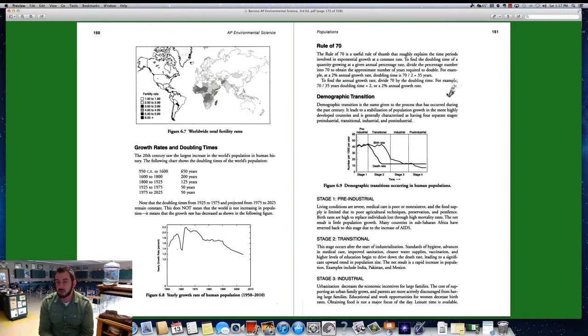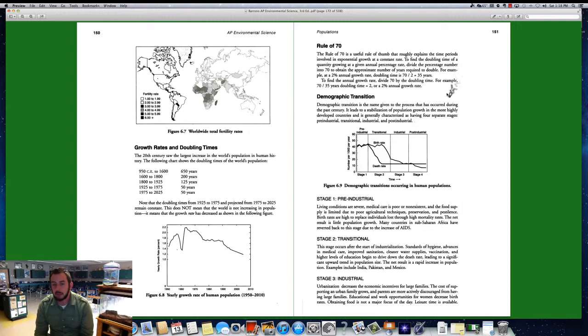Stage 2 is transitional. This stage occurs after the start of industrialization, so kind of after we started the Industrial Revolution. Standards of hygiene advance, medical care advances, improved sanitation, cleaner water supplies, vaccinations, things like that. They drive down the death rate, which leads to a significant upward trend in population size. So we're starting to grow a little bit there. An example right now would be India, Pakistan, Mexico.